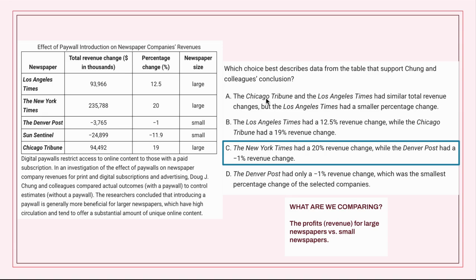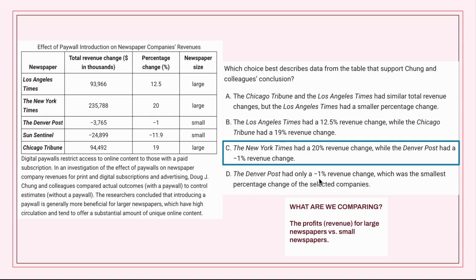So the Chicago Tribune and the LA Times had similar total revenue changes, but the LA Times had a smaller percentage change. Immediately, this is wrong because if I look back, both the Chicago Tribune and the LA Times are large newspapers. But I can't prove this claim if I'm just comparing two large newspapers, right? I need to compare a large one to a small one to show that the large ones are the ones that benefit. So this one is incorrect. And then B, this is also talking about the same two newspapers and comparing them, but they're still two large newspapers. So again, same problem.